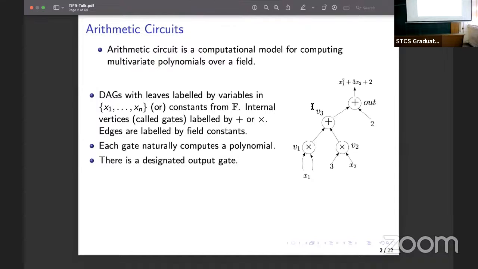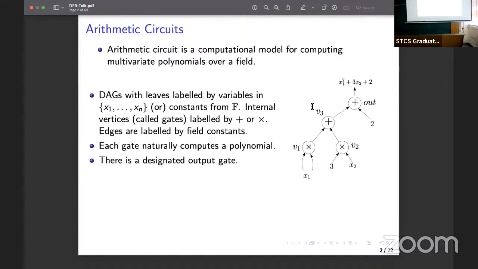So one model to compute polynomials is that of arithmetic circuits, like the picture on the right. It's a directed acyclic graph where the leaves are labeled by either variables x1, x2, and so on, and constants from the field. And internal gates here are labeled by either addition or multiplication. And every gate, let's say, has fan-in 2. If it's labeled by sum, it's going to compute the sum of its children, and if it's labeled by product, it's going to compute the product of its children.